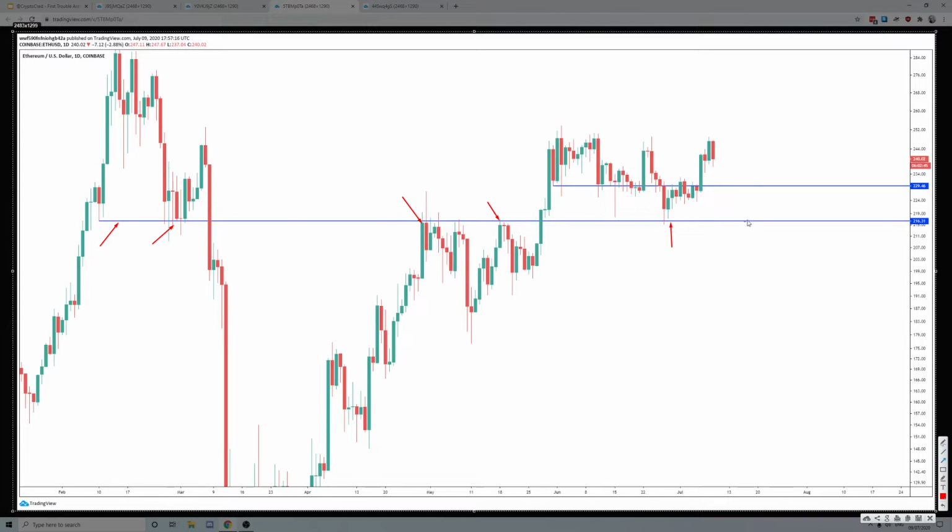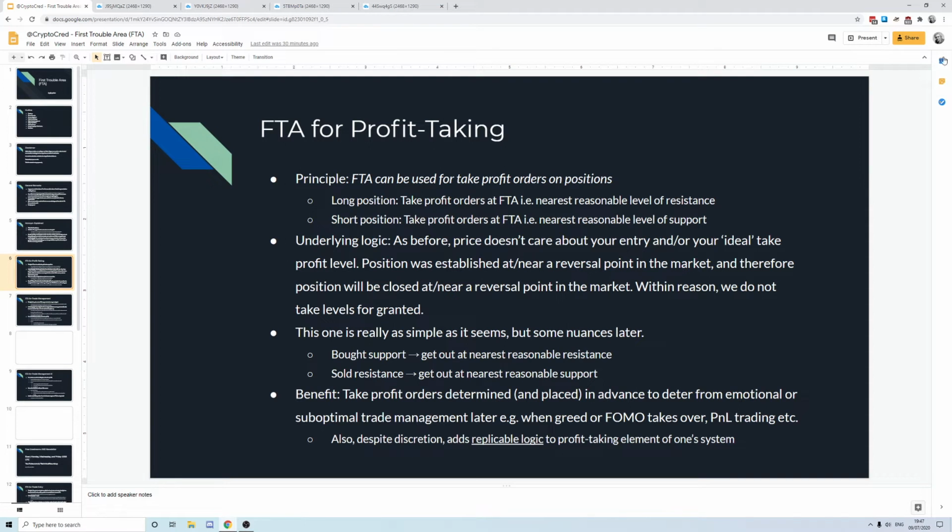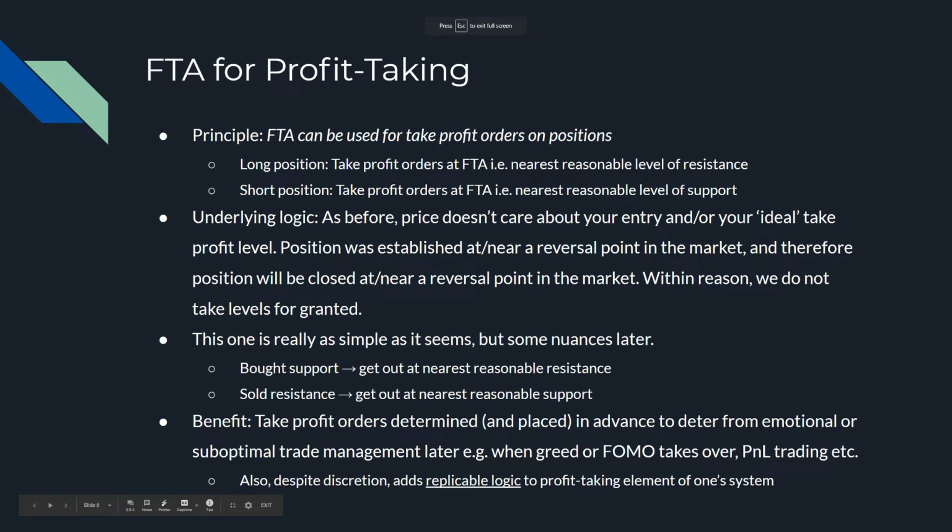We bought support. We're looking at resistance to pay attention, or in this specific use case, take profit on the trade. And the nearest level on the same time frame and close to price is the 230 level again. Previous support turned resistance. And that's a very basic case of you got involved at a reversal point and your FTA, where is that trade going to run into trouble? Well, we assume it's going to run into trouble at resistance. And that makes the nearest level of resistance a reasonable place to look to take profit in this example. Okay? So that's FTA for profit taking.